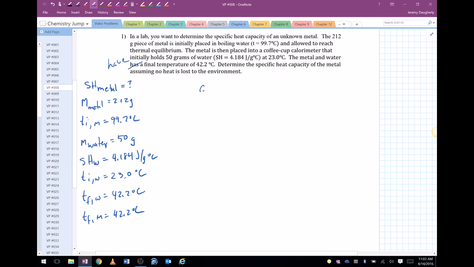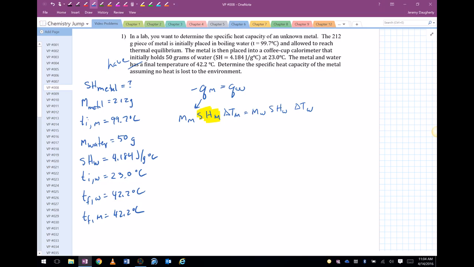So what we're using here is the fact that whatever heat the metal gives off, that's how much heat the water is going to gain. So understanding that, we can break this out to say the mass of the metal times the specific heat capacity of the metal times the delta T of the metal is equal to the mass of the water times the specific heat capacity of the water times the delta T of the water. And notice we are looking for this. So luckily we have an equation here that gives us what we need.